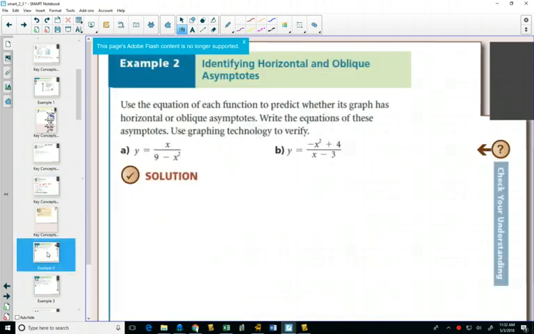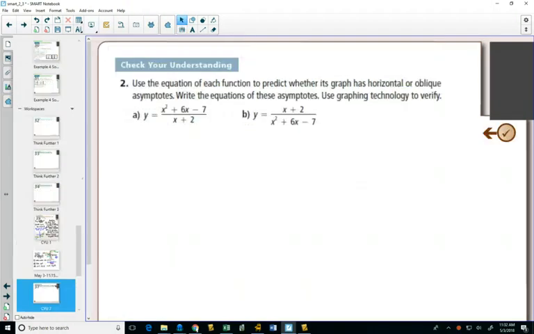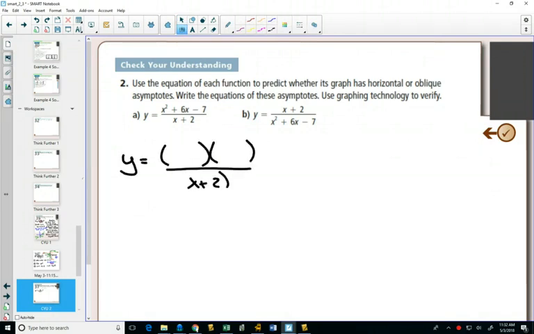So if we go to example 2, we're going to do all of the steps and graph these completely. So first of all, always factor first. This factors to be x plus 7, x minus 1.